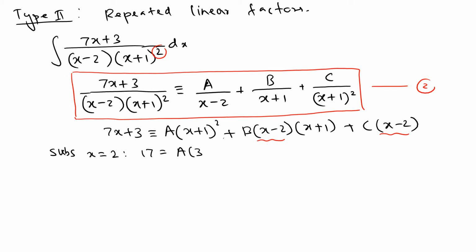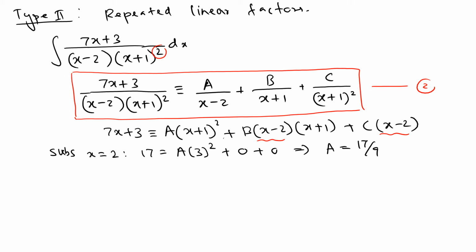So we can write, yeah, that's fine, 3 squared. Plus you can see this term is 0 and the next term is 0 because you plug in x equals 2. So you see this is gone, so you get a. So a is simply, you can take 17 divided by 9.